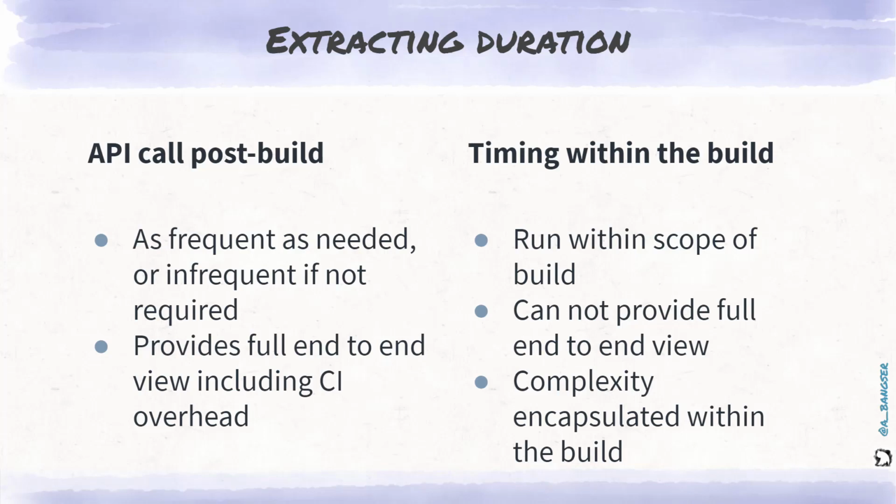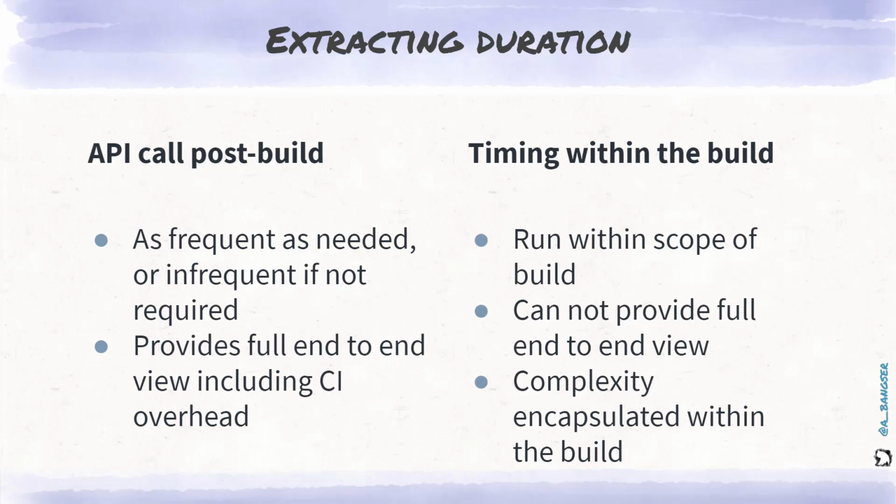There are two common ways to extract this data from a CI pipeline. The first is to request the information from the CI's API. This can be done after the jobs are done running, and it can be done either for every build or on a regular basis like daily or weekly. You can do this on a daily and weekly basis because this can be used as more of a review function. The second option is to do this within the build.